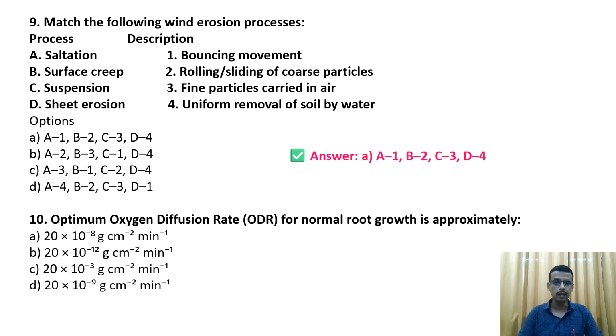Okay. Then coming to the ODR, that I already discussed before the exam. I have told you this will come: optimum ODR, oxygen diffusion rate, that is measured by the platinum electrode technique. So the optimal, or you can say the critical value, is 20 into 10 to the power minus 8 gram per centimeter square per minute. This is the most crucial one.